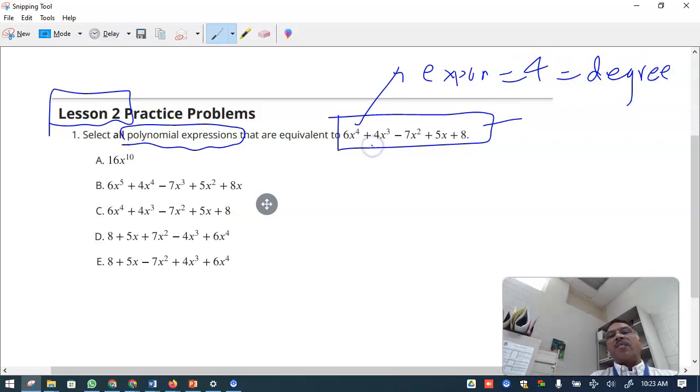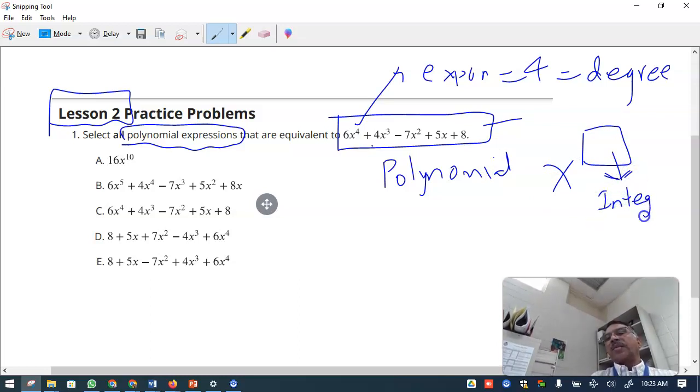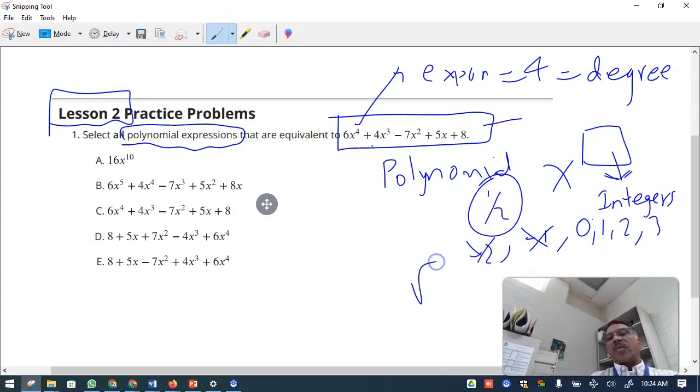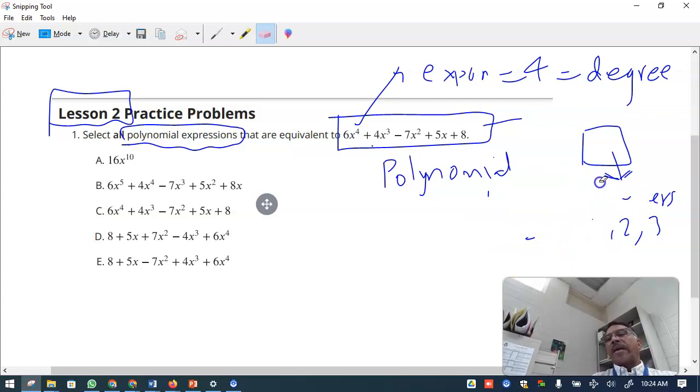Remember, how do we define a polynomial? It is any expression that has an x, and you have to make sure that the exponent of x should be only integers. It can be 0, 1, 2, 3, but cannot be this, right? You can't have this. Or you cannot have a fraction, or you cannot have a square root of x. So these are not polynomials. Make sure that for a polynomial expression, the exponent has to be 0 or 1, 2, 3, 4.